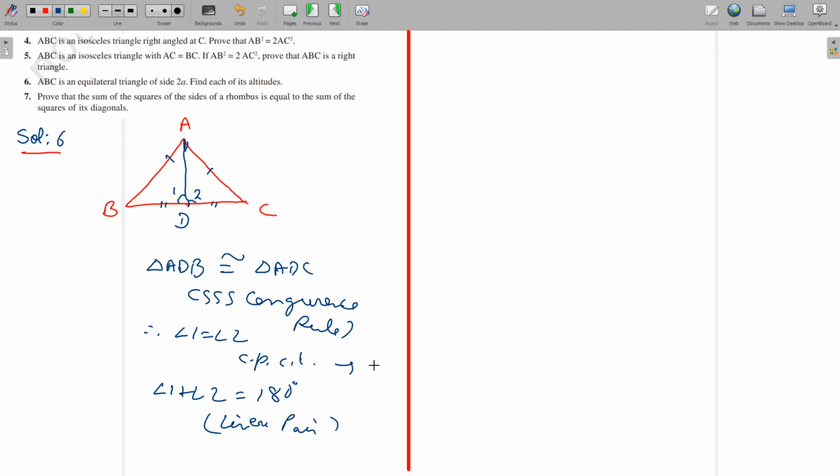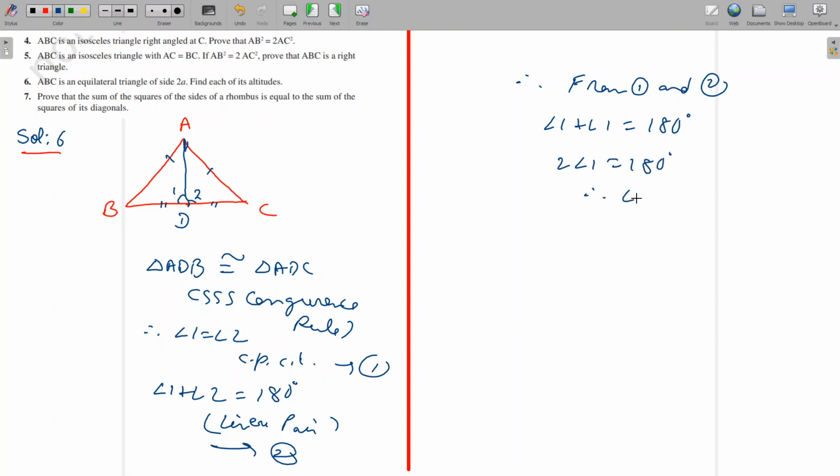Therefore, from 1 and 2, we can say that angle 1 plus angle 1 equal to 180 degrees, or 2 angle 1 equal to 180 degrees. Twice of angle 1 equal to 180 degrees. Therefore, we'll get angle 1 equal to 90 degrees. This means triangle ADB is a right triangle.